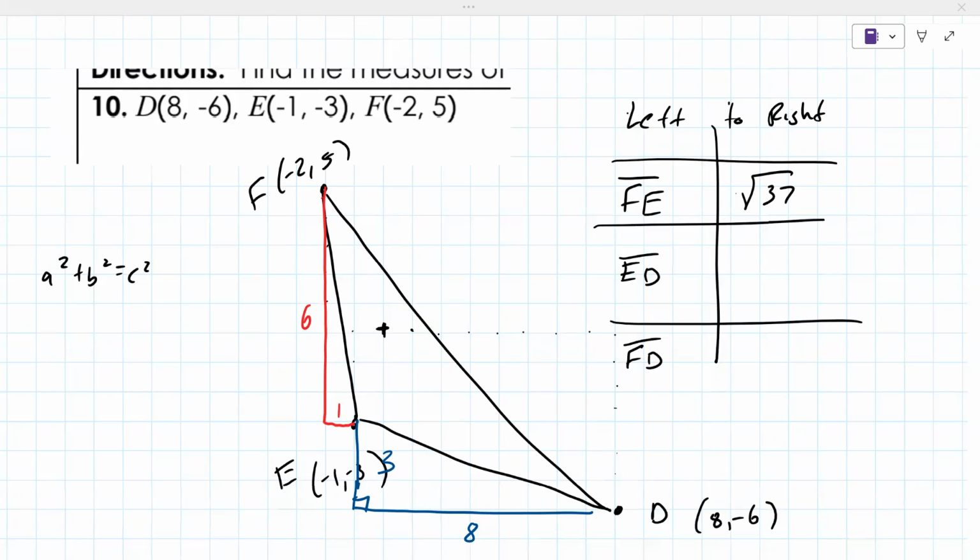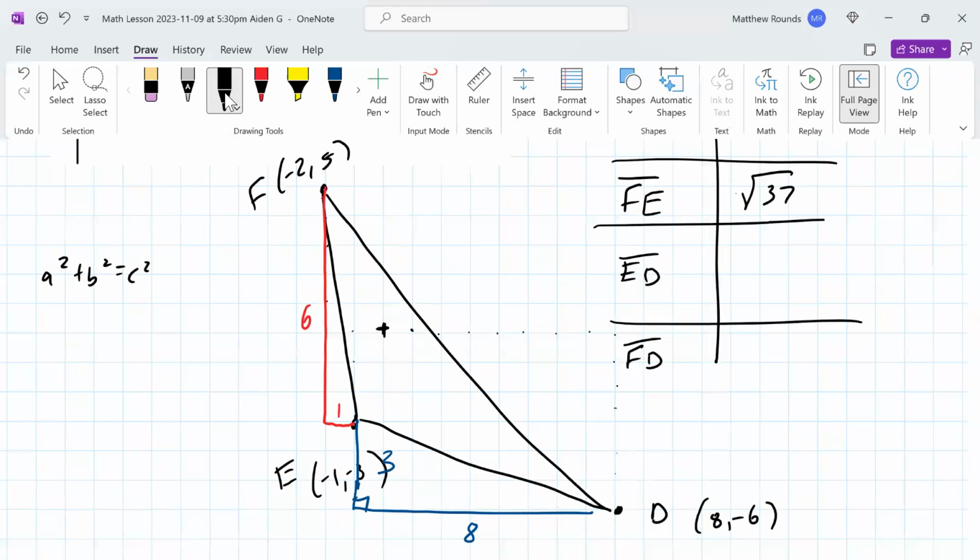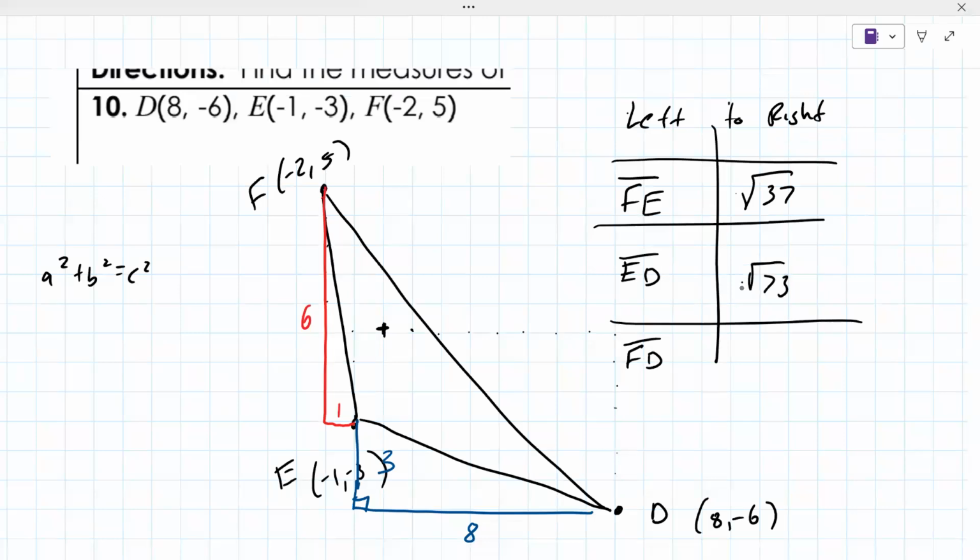So 9 and 64. Yeah, there you go. It would be the square root of 73. So far they're different.